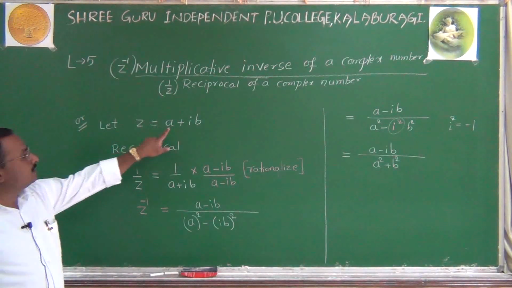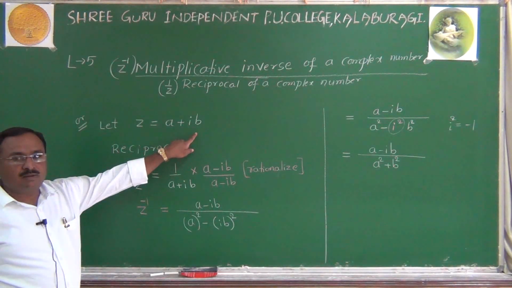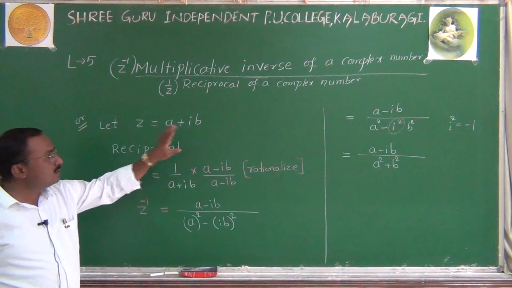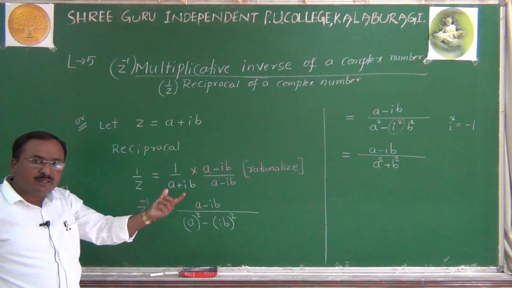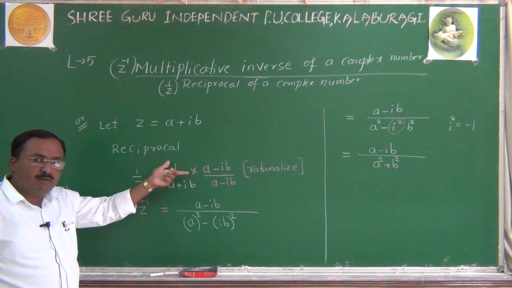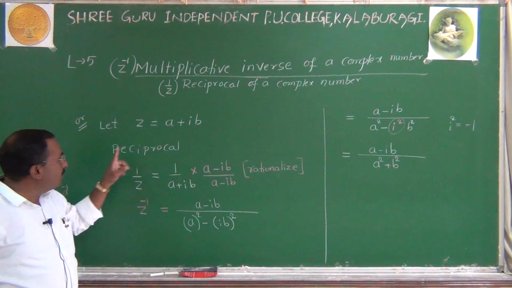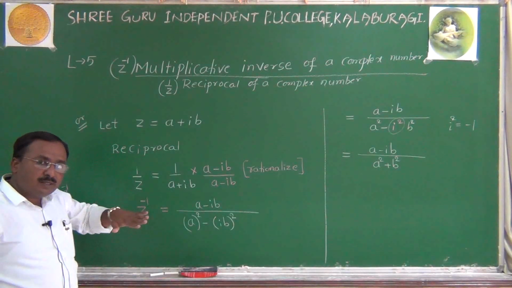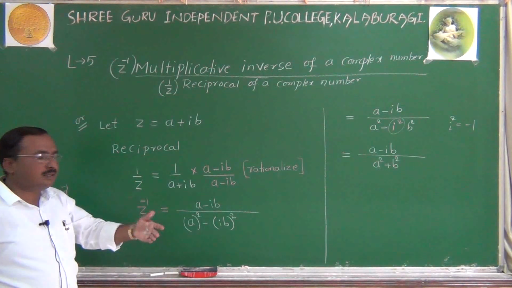Z is equal to A plus iB form. Find its multiplicative inverse. Two methods: one is the formula method, another one is the direct method. Formula method I will explain before. Next, the regular method or direct method.